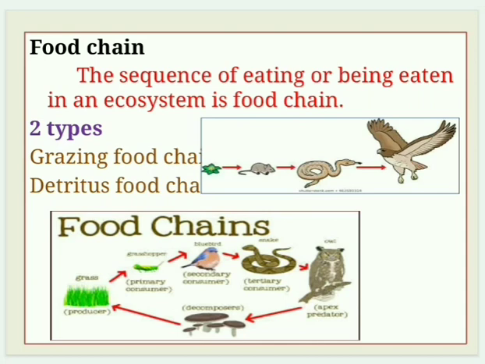So this is the diagram that shows the food chain. Producer will be the first one, then herbivores or primary consumer, secondary consumer, tertiary consumer. You can look at the diagram.